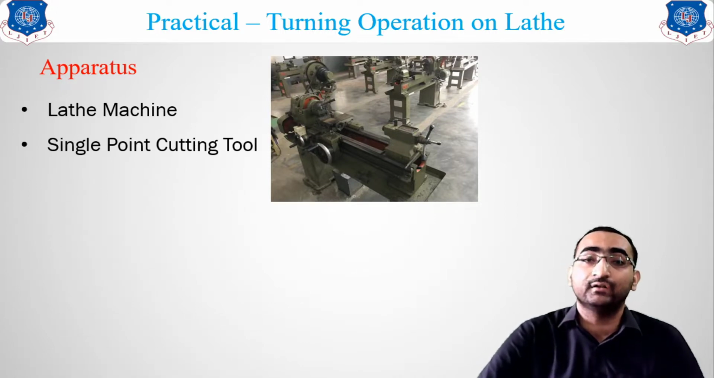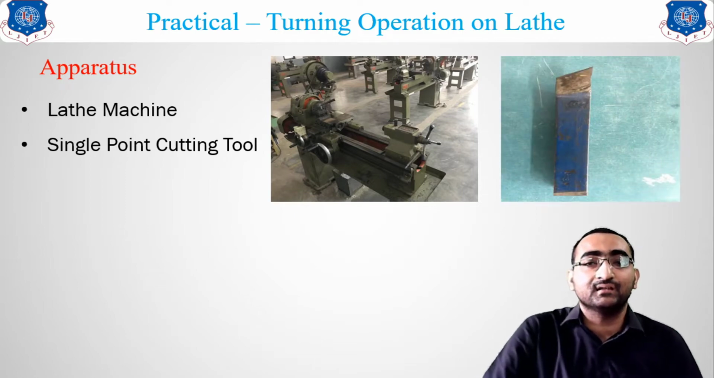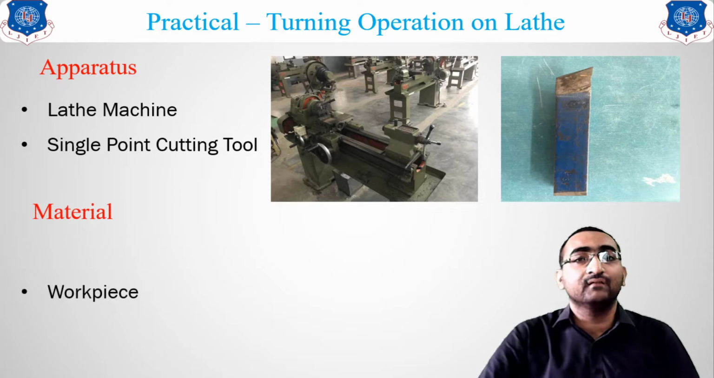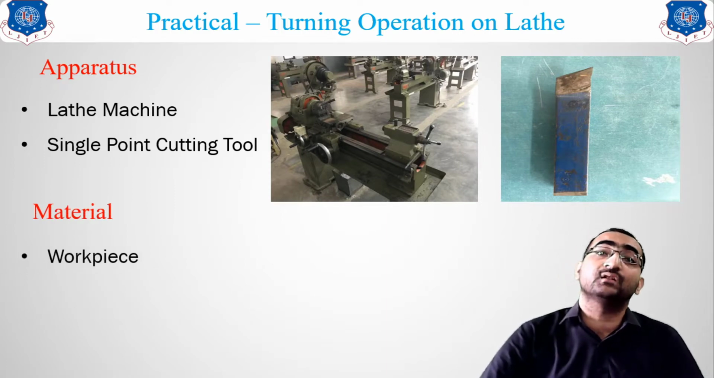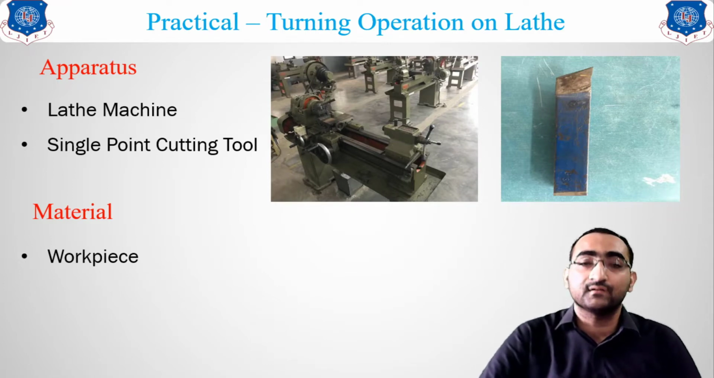And the second one, the tool which we require, is known as a single point cutting tool. Now this is the single point cutting tool. Here you can see there is a particular edge, and this edge will be responsible for the cutting action on the lathe machine. As for material, which material do we require? We require the workpiece on which we want to perform the turning operation.